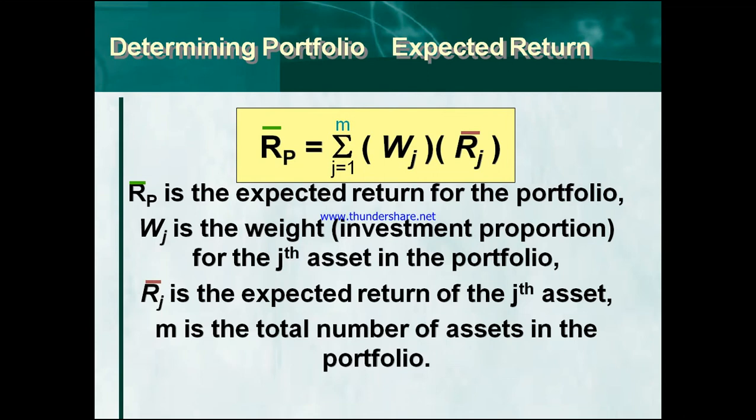RP bar refers to the expected return for the portfolio. W stands for the investment proportion of the jth asset in the portfolio. R bar is the expected return of the jth asset. M is the total number of assets in the portfolio.